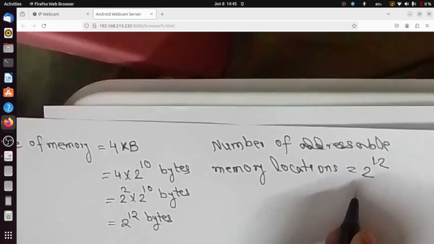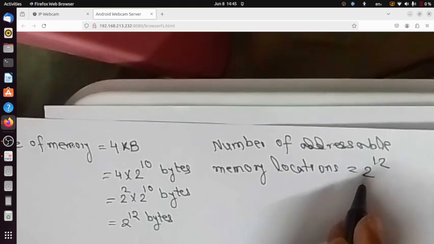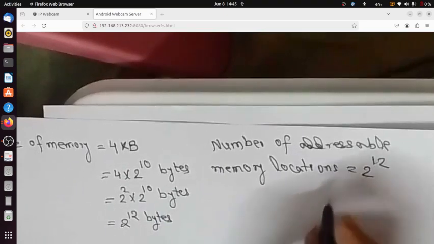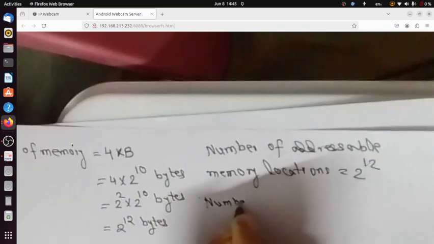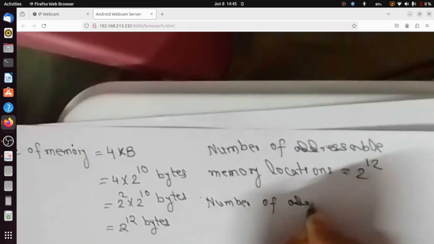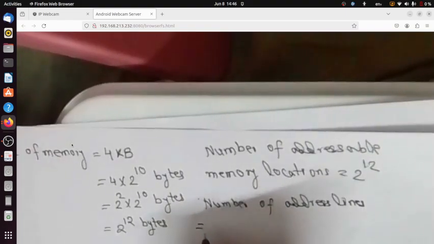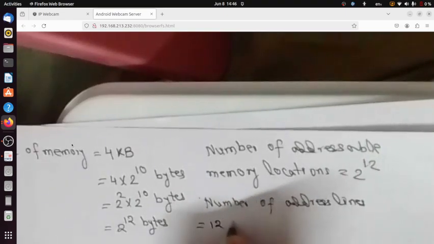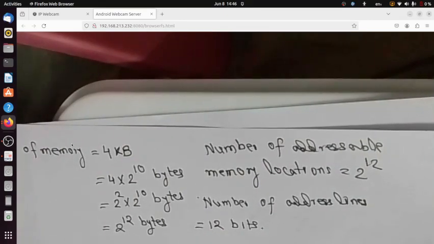So how many address lines will be required to address each of the memory locations? As the number of memory locations is 2 to the power 12, the number of address lines required to address each memory location will be 12 bits. The size of the address bus will be 12 bits.